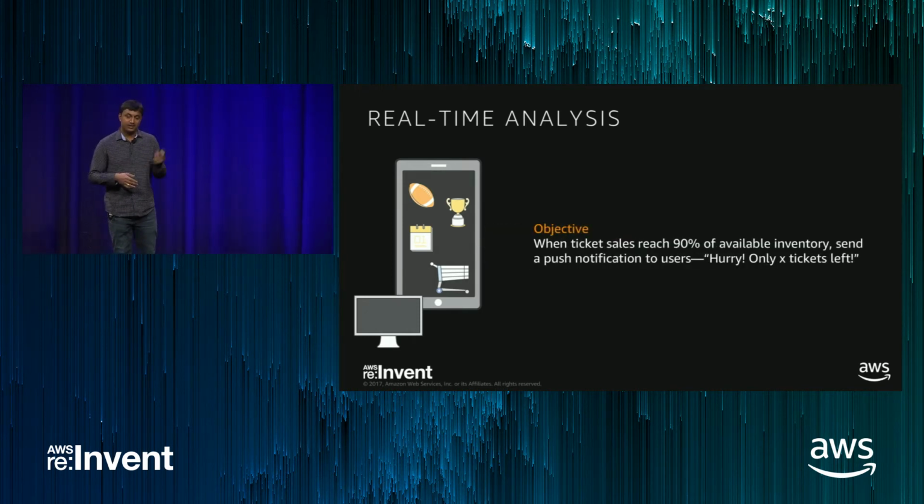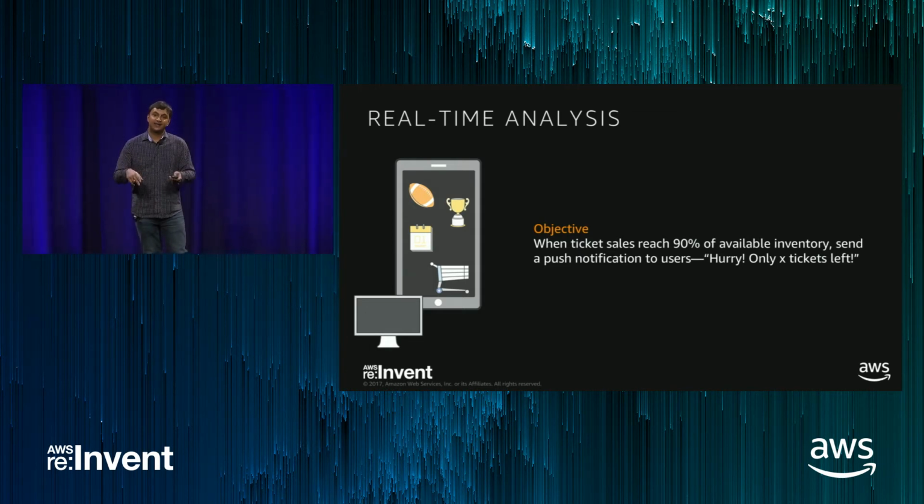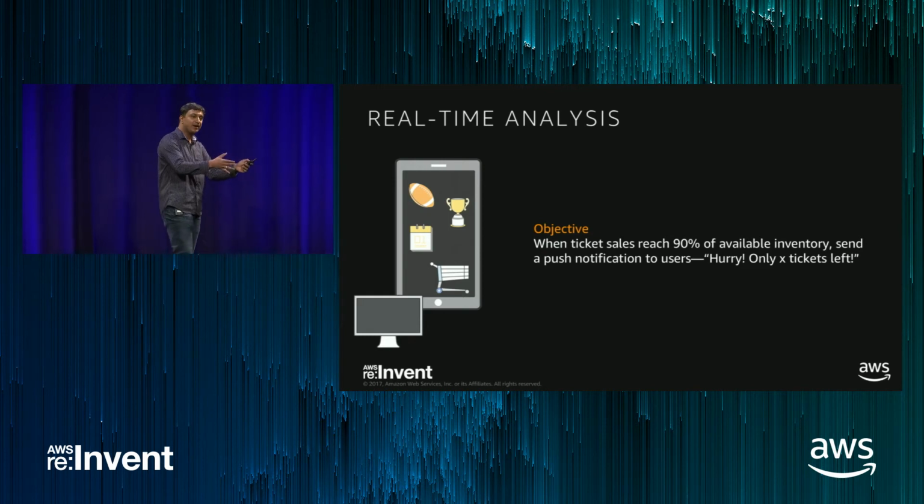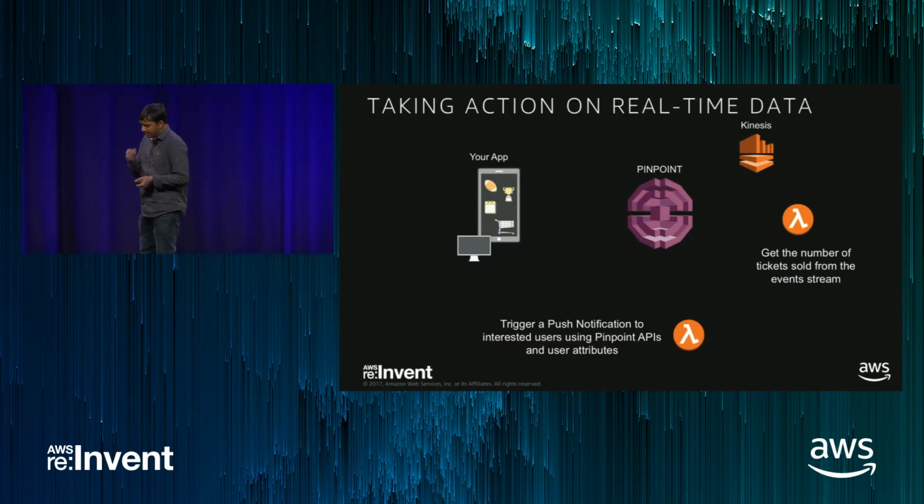Maybe you're selling tickets and you've reached 90% of your ticket inventory and you want to send a notification saying, hurry, only 10 tickets left, get yours fast. And the great thing is you can send this message to that targeted segment of users because you now know what those users are interested in using the Pinpoint SDK. There are many ways to do this using Pinpoint. I've picked one which made the most sense to me.